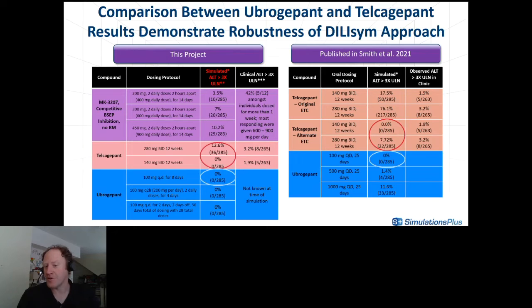And now I think it's time for a poll question. Okay, so in this second poll, we'll see how well you were paying attention to Jeff's talk. How many CGRP receptor antagonists has DILIsym represented? We'll give you about 20 seconds to think about this. Okay, we'll wait about 5 more seconds.